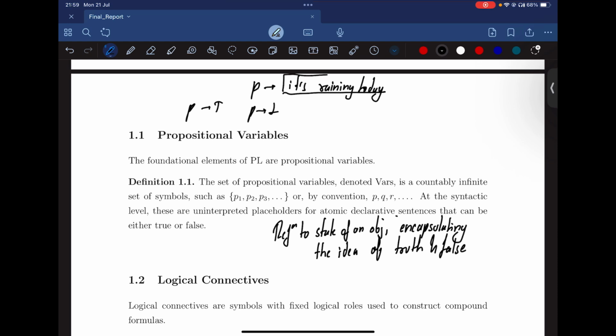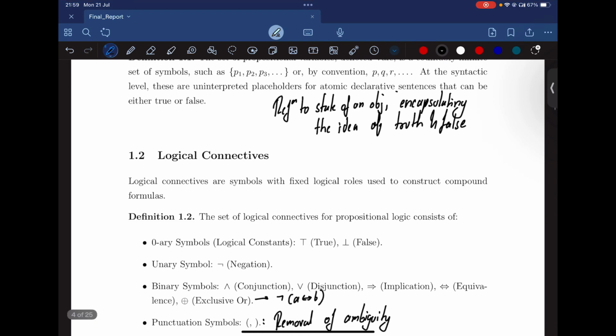Then we can assign it a propositional variable p, and depending on whether p is true or false, it is either raining or not. So it is a sentence whose truth value is encapsulated by this variable. And then this logical connection.